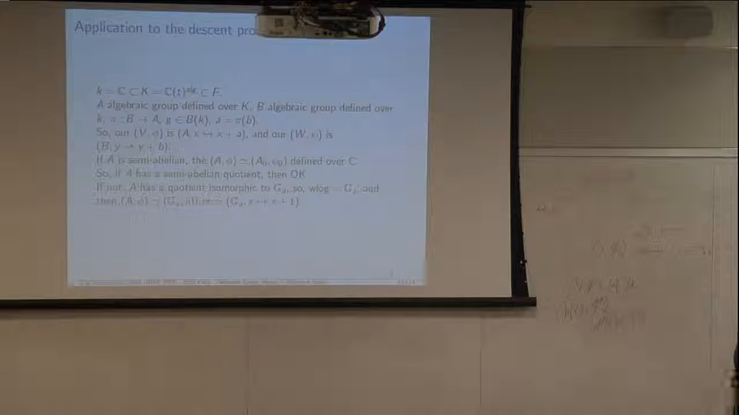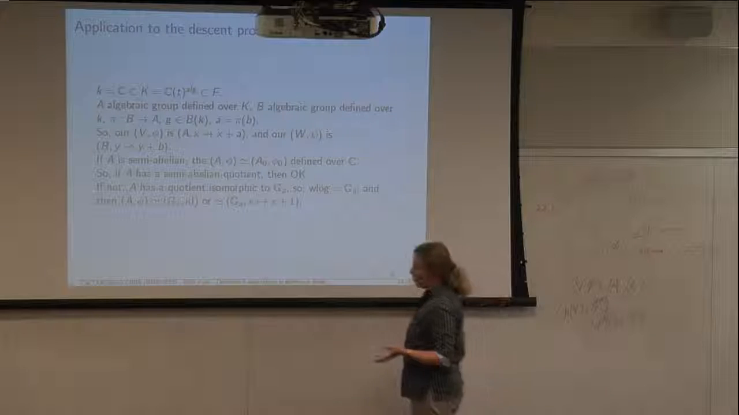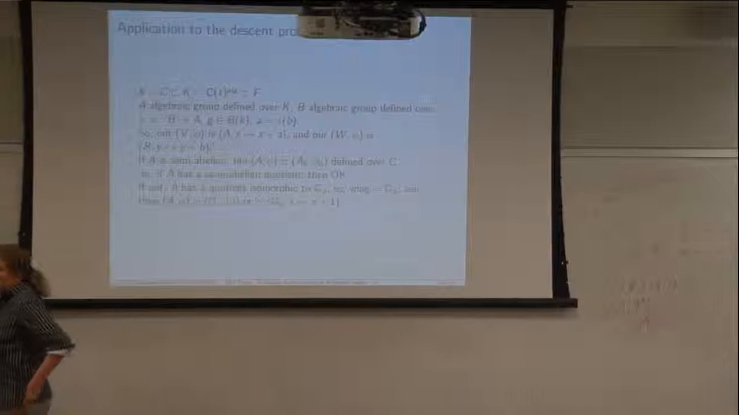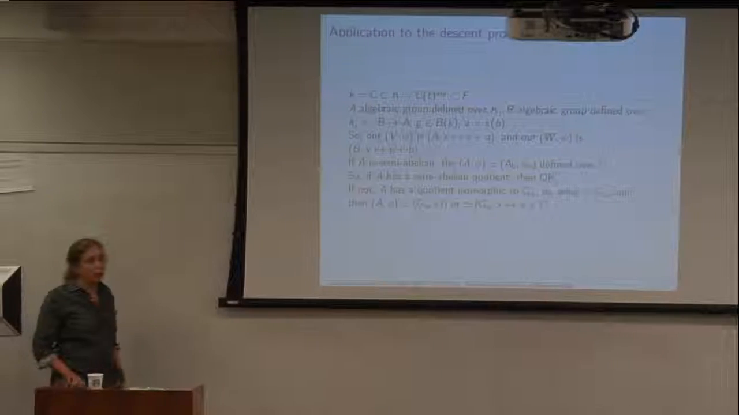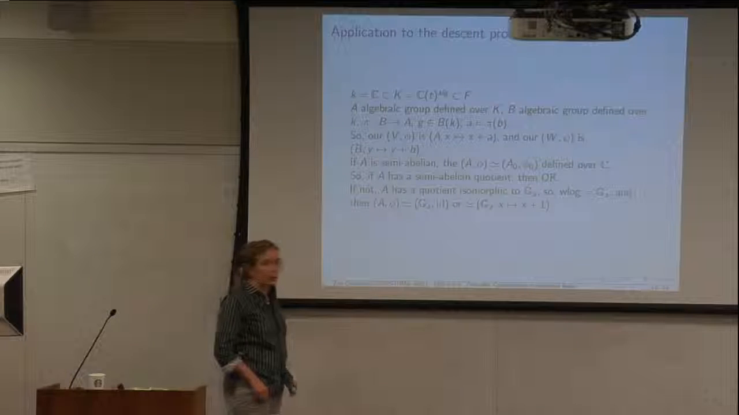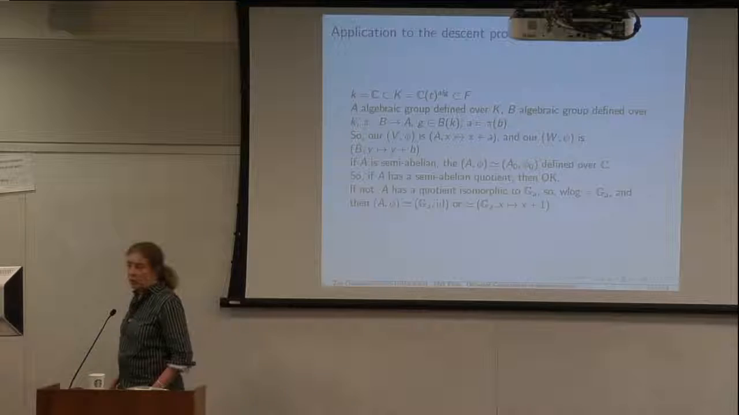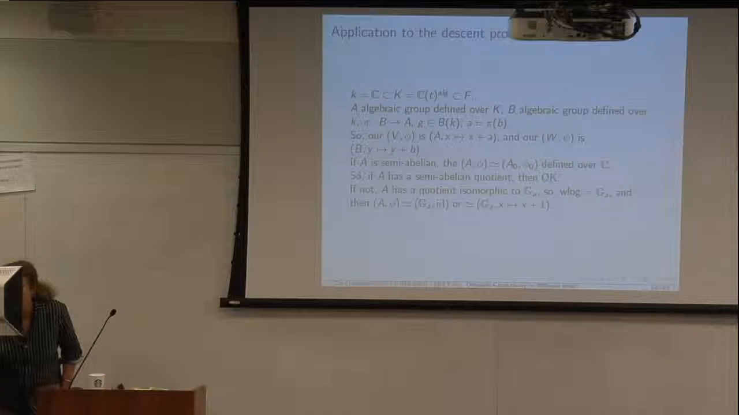So without loss of generality, it is GA. And then you look at what the possibilities are. So either it's the identity, or it's going to be translation by a non-zero element, and you easily see that translation by a non-zero element is isomorphic to GA with x goes to x plus 1. So this is the end of the proof. And I guess this is the end of my talk, too.